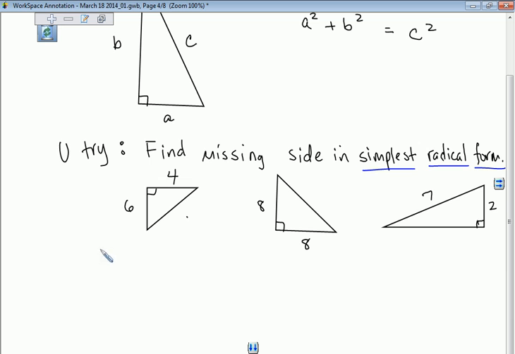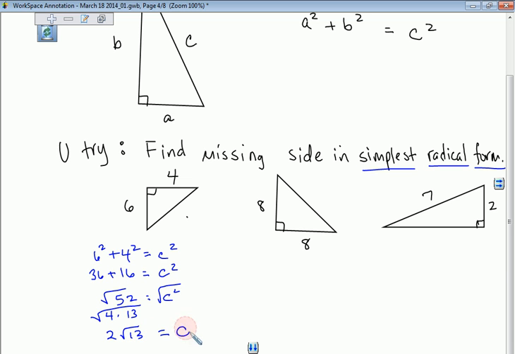Okay guys, let's take a look at these. In the first one, leg squared plus leg squared. 6 squared plus 4 squared equals c squared. So 36 plus 16 equals c squared. 52 equals c squared. Now normally when you take the square root, you get plus or minus, but in this case I only get the positive because c is a length. Is there any way to have a negative length? No. So we're just looking at the positive square root of 52. Well, we know that 52 breaks down into 4 times 13, and the square root of 4 is 2. So simplified, this would be 2 roots of 13.